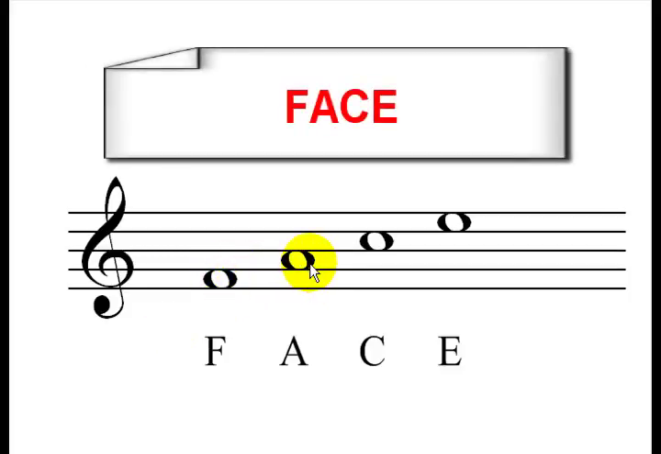In the second space we have A. In the third space we have C. And in the fourth space we have E. So that makes up the word face. So we have two tricks to remember the note names in treble clef. Every good boy does fine, which is for the lines, and this one, face, for the spaces.